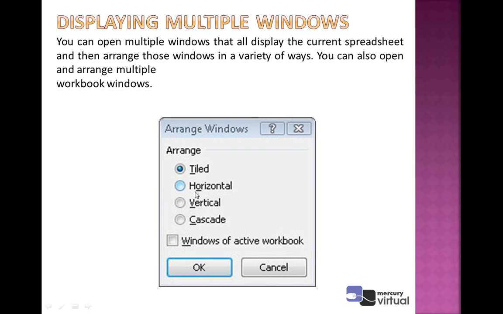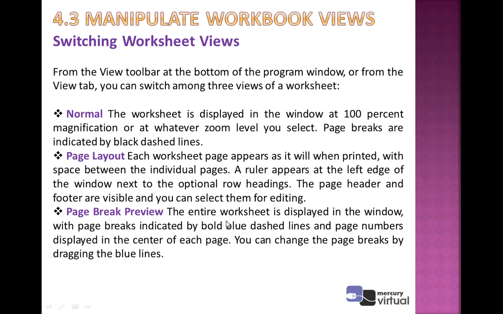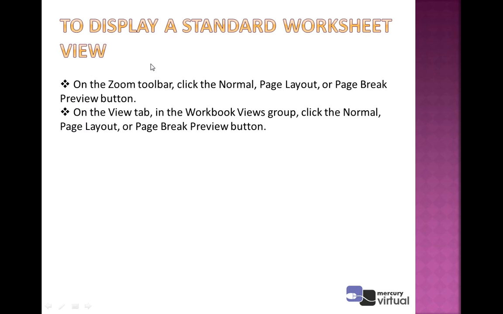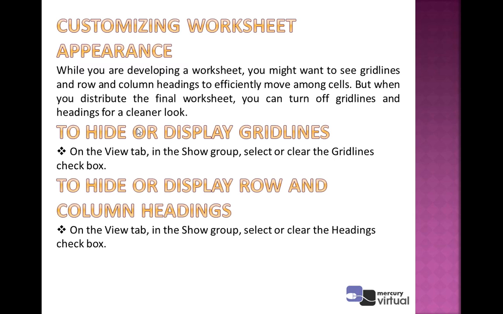Displaying the multiple windows in tiled form, in horizontal form, in vertical form, in cascade form. These are the views available, like normal view, page layout view, page preview. And how to display a standard worksheet view. There are different steps available, means how to zoom or unzoom the content.